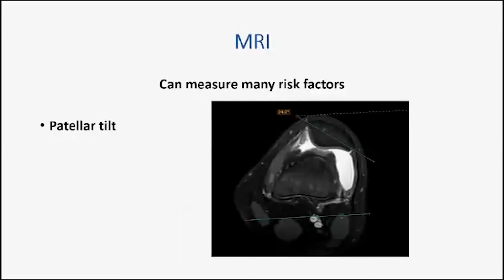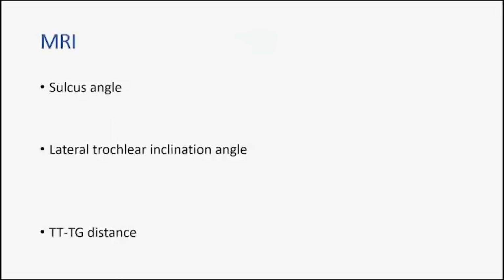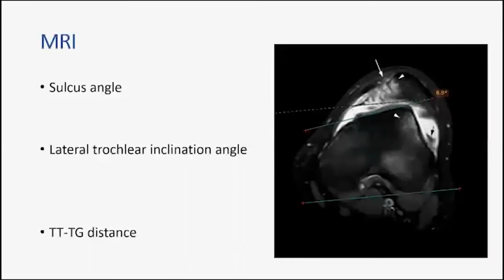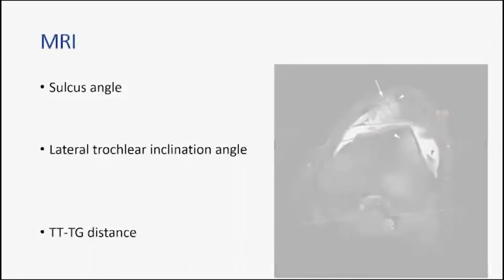Almost every risk factor can be assessed using the MRI. Patellar tilt, lateral sulcus angle, lateral trochlear inclination angle, and the TG distance can also be assessed using the MRI.